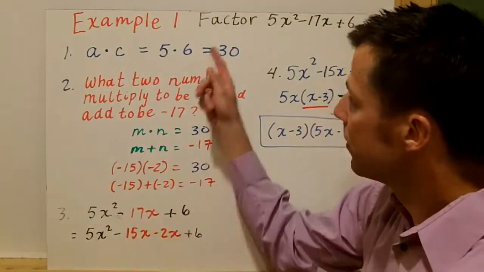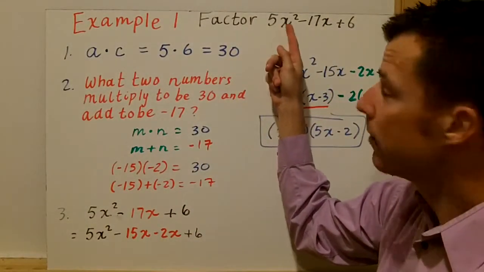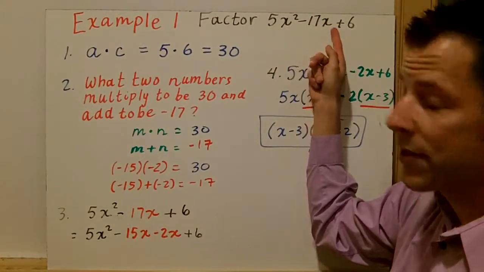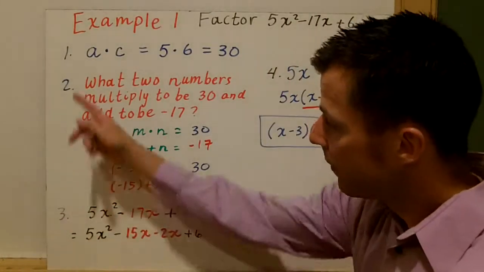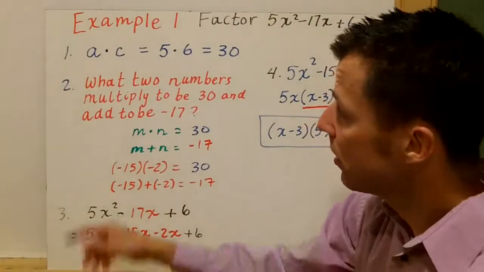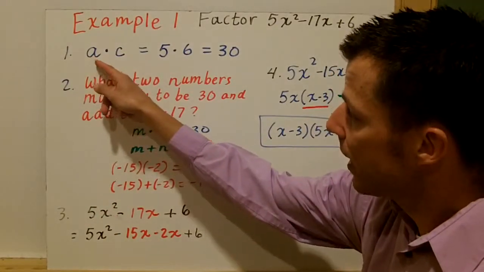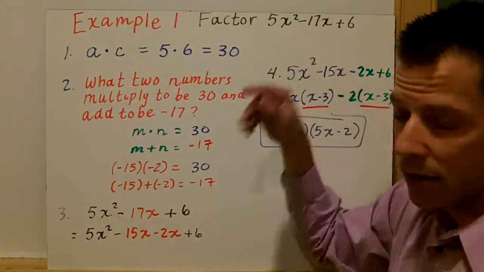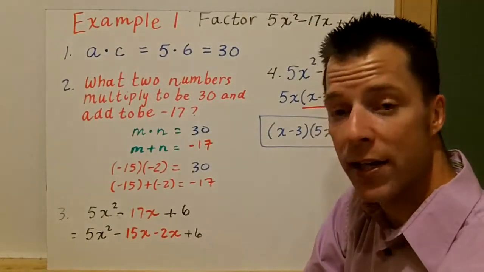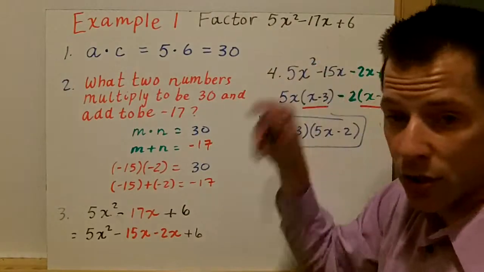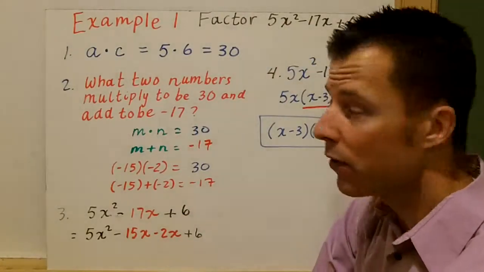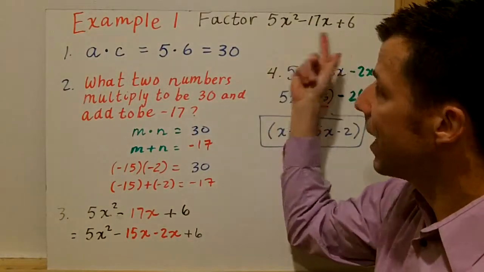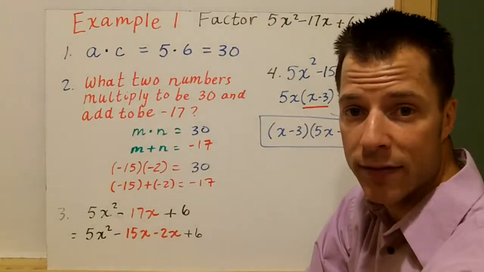So our first example is asking us to factor 5x squared minus 17x plus 6. So I've listed the steps out, and let's go ahead and start. Number 1, I'm going to multiply a times c. Reason being, 5, 17, and 6, there's no common number I can factor out of those. They're not all divisible by 2. They're not all divisible by 3 or 4. So there's nothing common. No single term I can factor out.